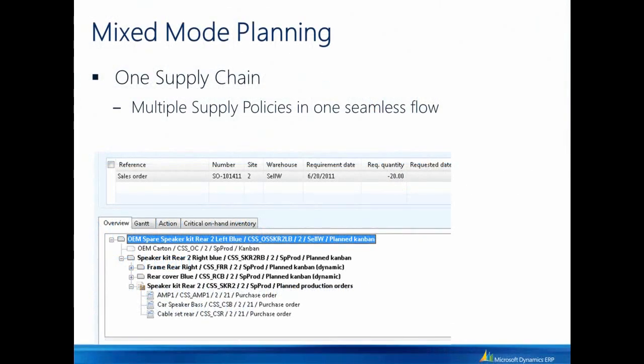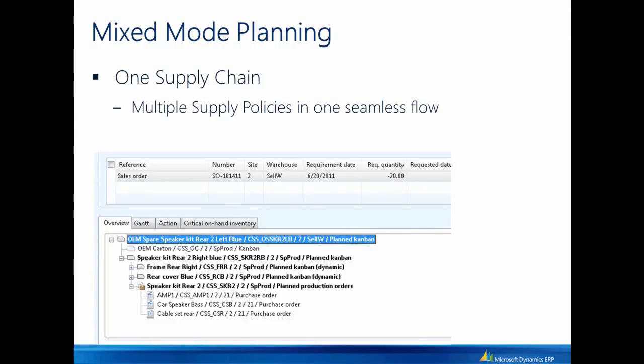This is an example of how mixed mode planning could look as a result of a mixed mode supply chain. We have one supply chain but multiple supply policies, and that is all merged into one seamless flow. In the example below, I have a sales order for a product, which is a speaker kit.